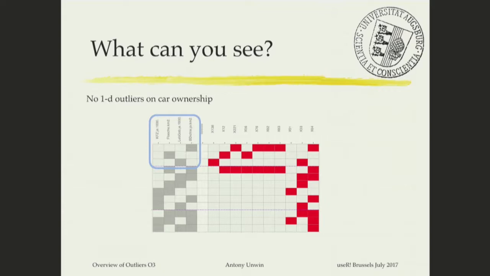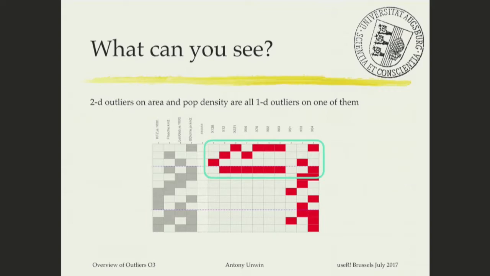Car ownership doesn't seem to have any effect at 1-dimensional level, doesn't find any outliers, but you see there isn't a row with that single one, just as there is no row for all 4 variables together. And another interesting point, there are quite a large number of 2-dimensional outliers on the 2 variables area and population density, but if you look at the columns there, in each case, the 2-dimensional outlier is a 1-dimensional outlier on one of those 2 variables, so probably we're just picking up those 1-dimensional outliers in the 2-dimensional picture.